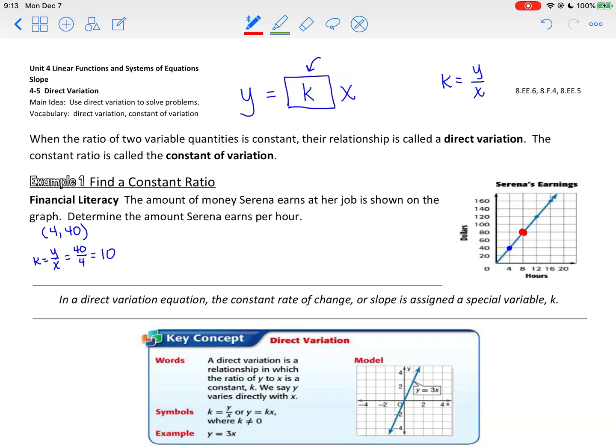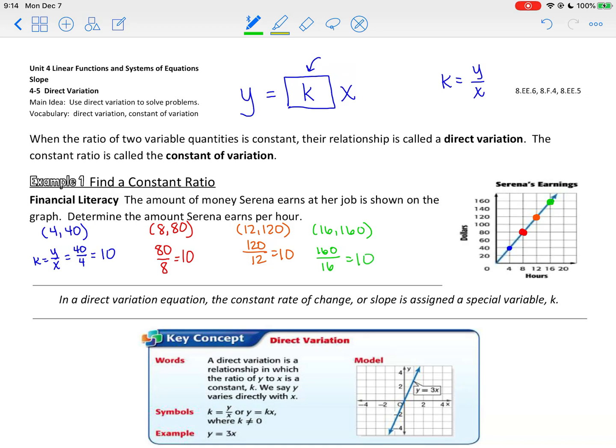This second ordered pair is (8, 80). I'm going to do that same thing: the y value divided by the x value, and 80 divided by 8 is 10. So we get that same answer. Let's keep looking at them. The next one is at (12, 120). With that ordered pair, I take the y value and divide it by the x value, and I get the same thing. Even if we take this last one, at (16, 160), and we divide it out, we also get 10.